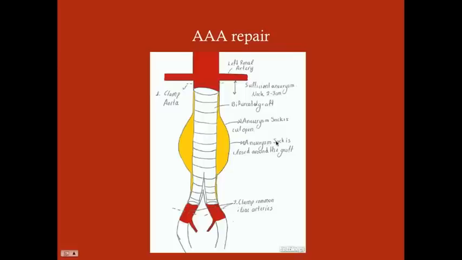Okay, so the AAA repair. This is done by prosthetic grafting, and usually what you're going to do is, well, first you clamp off your aorta and clamp off your common iliac arteries distal to where you're going to place the graft, and you're just going to insert this graft in between the aneurysm lumen, and this will provide you with better strength for your aorta and will hopefully preclude rupture.